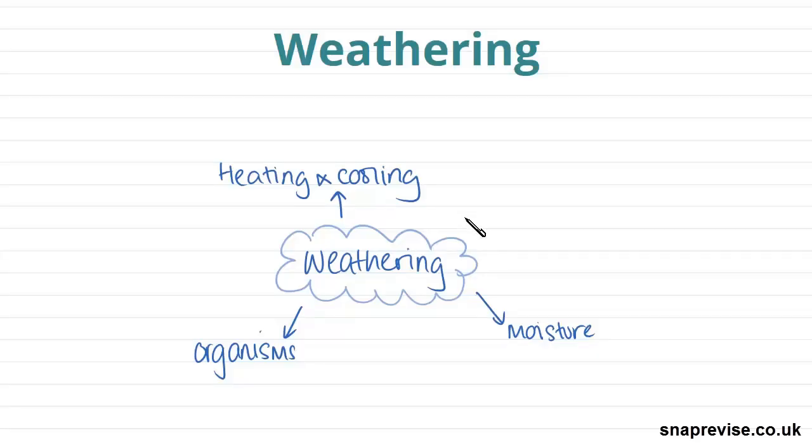In the last video, we learned that weathering was the breakdown of rock in situ and does not involve any erosion or transportation. And we're going to look at weathering in more detail in this video and look at how different types of weathering are caused. So to give you an overview, weathering is often attributed to the heating and cooling of rock. It's also attributed to moisture as well as organisms, such as plants and animals having an effect on the rock too.